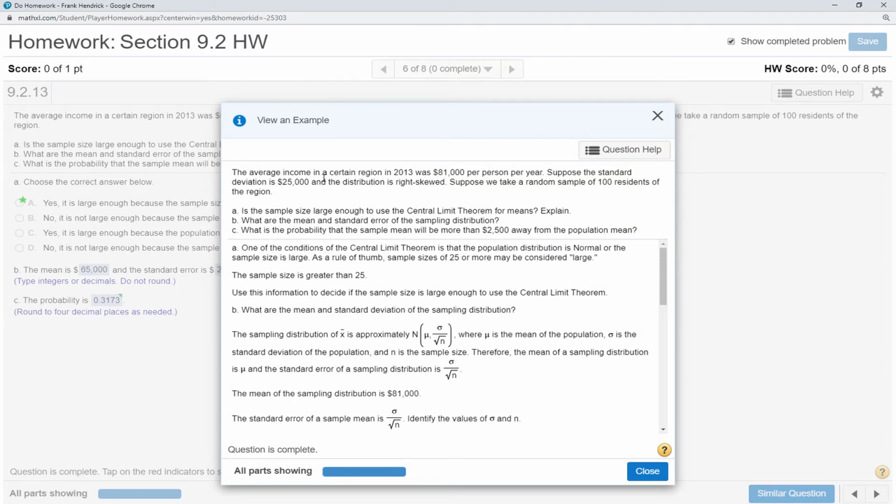The average income of a certain region in 2013 was 81,000 per person. Standard deviation was 25,000, and the distribution is right skewed. Suppose you take a random set of 100 residents in the region. Is the sample size large enough for the central limit theorem for means? Explain.